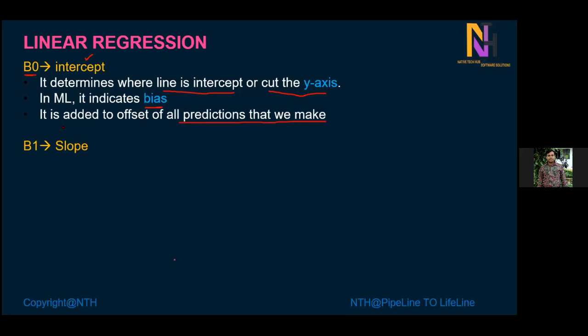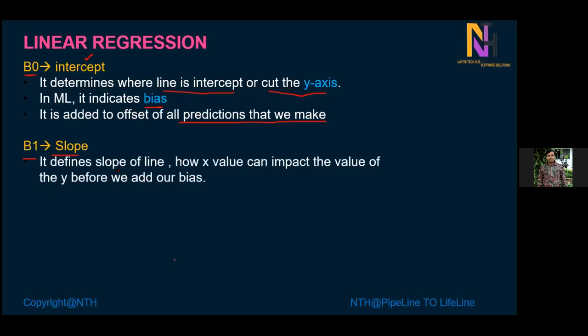Okay. B1 is a coefficient which is the slope of an input variable. It defines the slope of the line, how the x value can impact the value of y before adding the bias value, isn't it? So B1 and x will be multiplied. Based on the value of x, the impact on y is going to change, isn't it? So this slope is also determined based on a certain formula.